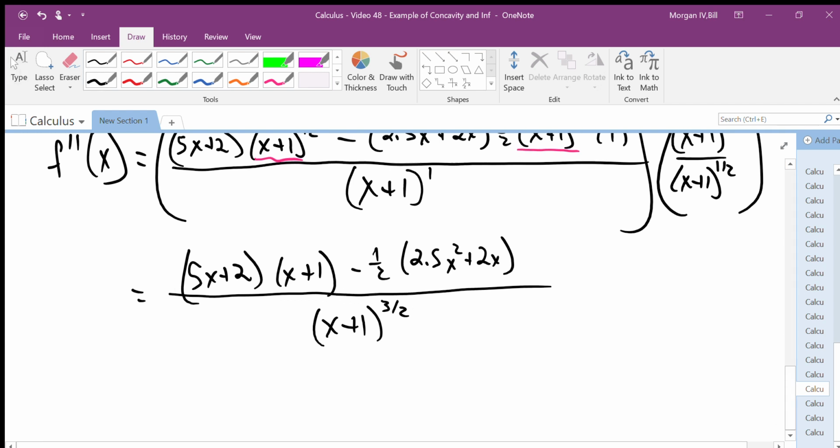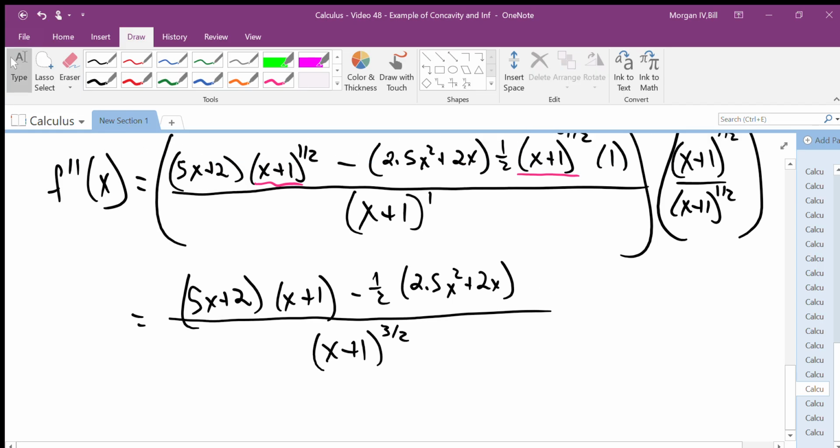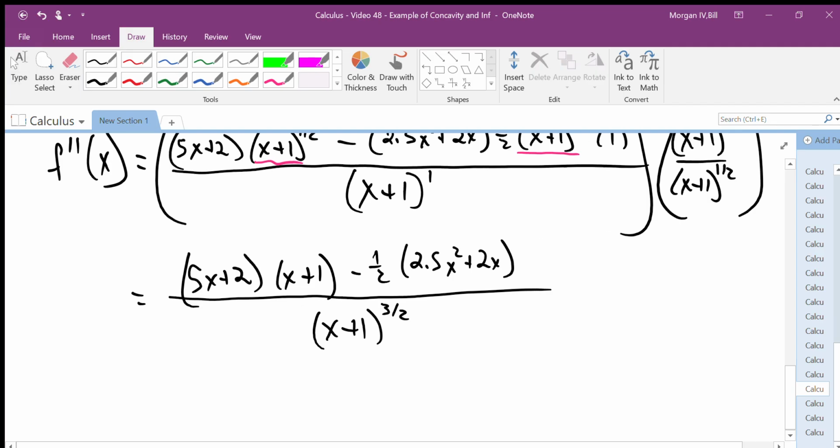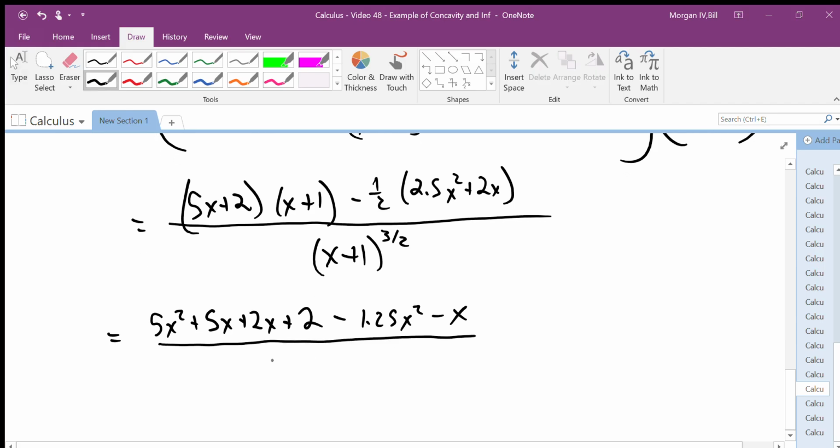Okay, let's simplify. Again, remember we're trying to find when the second derivative is equal to 0, and when the second derivative is undefined. So a little bit of simplification. I'll distribute the 5x plus 2 times the x plus 1 and get 5x squared plus 5x plus 2x plus 2. Minus, distribute that negative 1/2 times 5/2, so 5/4, or 1.25x squared, minus x, 1/2 times 2 is 1, over x plus 1 to the 3/2.